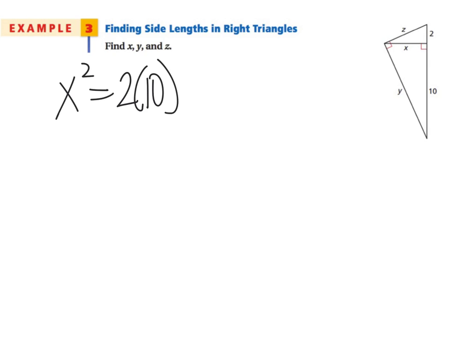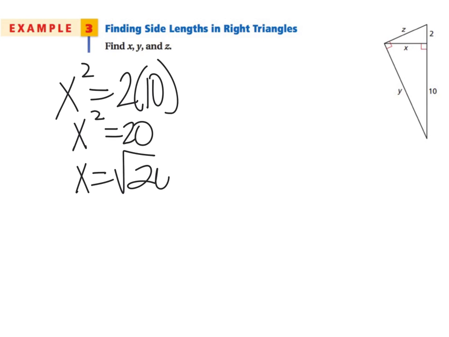Everything must be in simplest radical form. So x squared equals 20. X equals root 20, and sometimes it's called rad 20. The square root of 20 simplifies into square root of 4 and square root of 5, which is 2 rad 5.